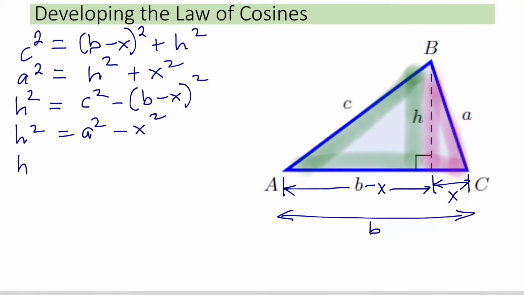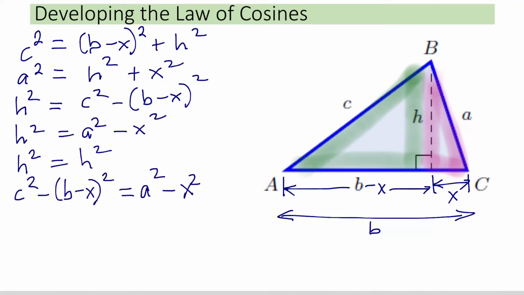Now I'm going to say h squared is equal to h squared. So on one side of the equation, I will put this here, and on the other side of the equation, I will put this here. So now I have this equation here. And what I want to do is eliminate the x somehow so that I have an equation involving only my side lengths a, b, and c.